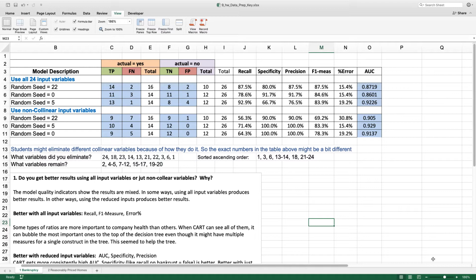So I dropped these, and these are the ones that I was left with. The ones that you are left with may be slightly different, and that's no harm, no foul. This is just the way I did it, and this is the variables that remain, okay? And then I had you go through and do some modeling both with everything in there and with just the non-collinears, just the ones that are not overlapping, okay? And then we got some results.